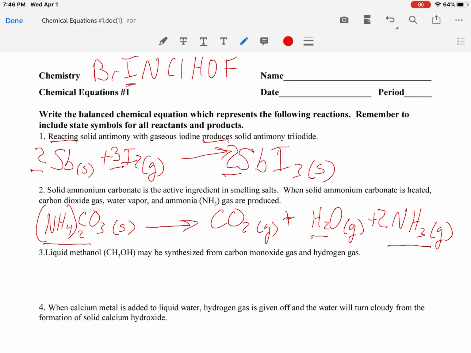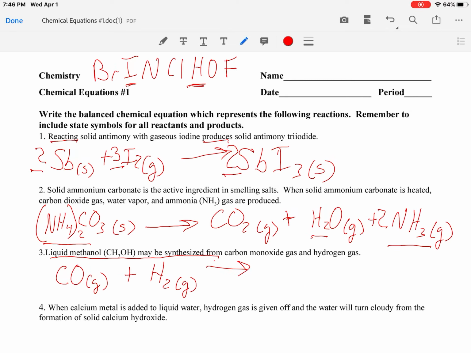On this next one, number 3, liquid methanol may be synthesized from, okay, even though this is listed first, this is actually the product. May be synthesized from, in other words, it's made from carbon monoxide and hydrogen gas reacting. So our reactants over here: carbon monoxide, mono means 1, right? And hydrogen gas. Remember hydrogen is a Brinkelhoff up here.